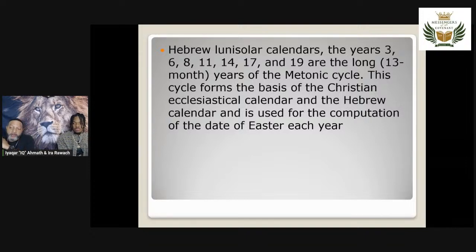Every 3 years, it starts at the 3rd year. Then it's going to go another 3 years. So we'll have an intercalary month in the 3rd year, in the 6th year. So that's another 3 years. So every 3 years, then it's going to drop to the 2 years. Then it goes back up. So you see here, 3, 6, 8, 11, 14, 17, 19. This is just a cycle.